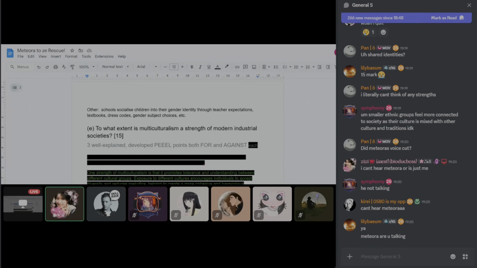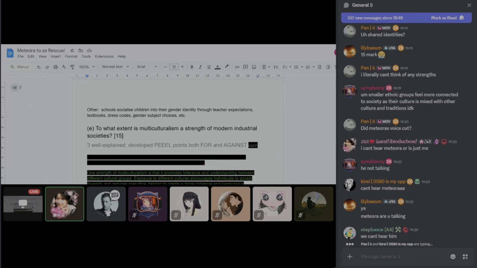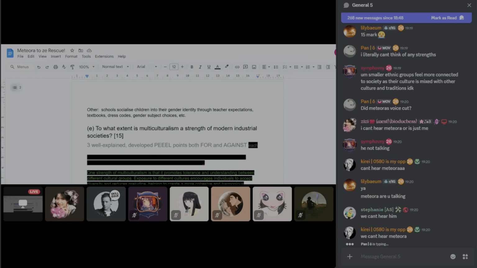Is anyone else not hearing Meteora or being unable to see his screen? I can't see his screen or hear him.